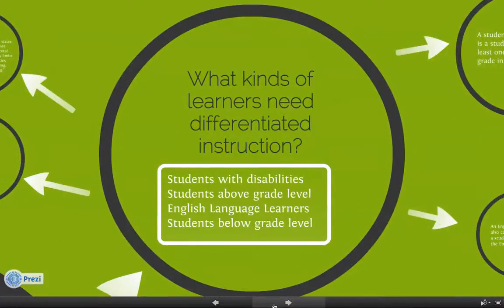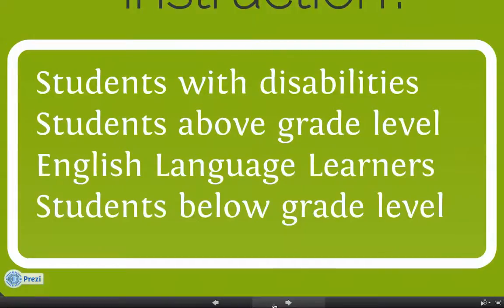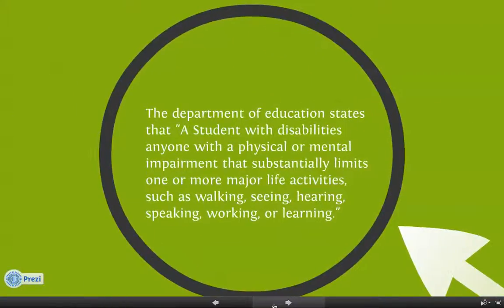What kinds of learners need differentiated instruction? Students with disabilities, students above grade level, English language learners, and students below grade level. But what are they? The Department of Education states that a student with disabilities is anyone with a physical or mental impairment that substantially limits one or more major life activities such as walking, seeing, hearing, speaking, working, or learning.